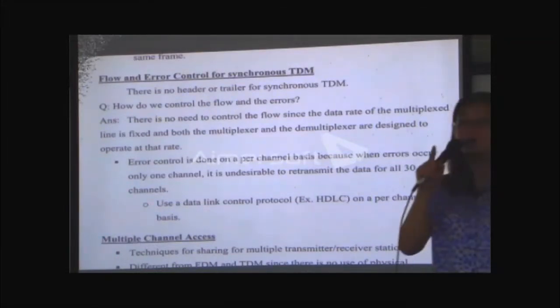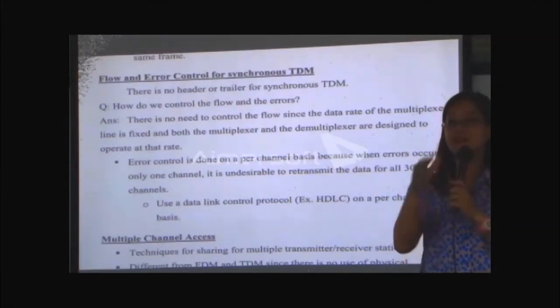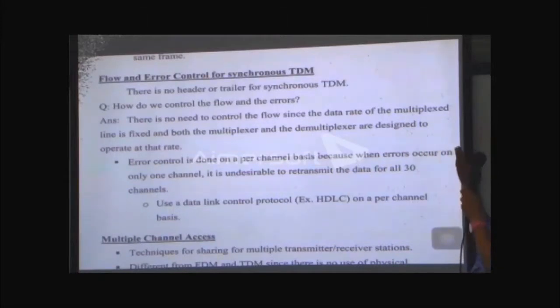For the flow, since you go at the same speed, you don't need to control the flow, right? Because you design the receiver so that it has the same speed of transmitting as the transmitter. Okay, so no problem with the flow control. How about the error control?